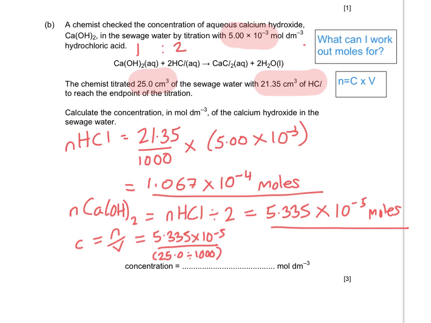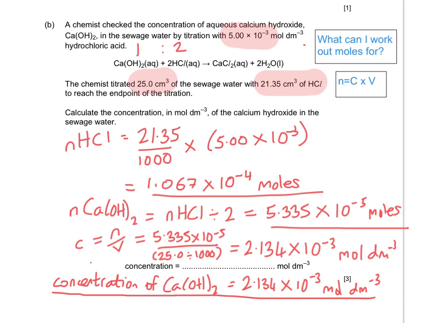And rearranging the n equals c times v formula so that c equals n over v, we take 5.335 times 10 to the minus 5, and we divide it by the volume in decimeters cubed, which is 25 over 1,000. And because I didn't plan ahead very well and didn't leave enough room to put the answer in the answer line, I've put concentration of Ca(OH)2 equals 2.134 times 10 to the minus 3 moles per decimeter to the minus 3. And I've underlined it just to draw the marker's attention to the fact that that is my final answer.